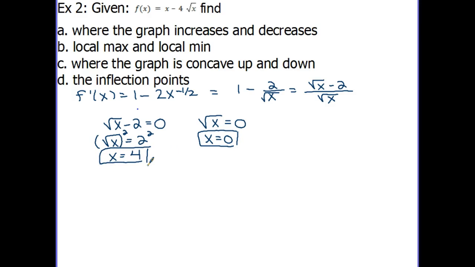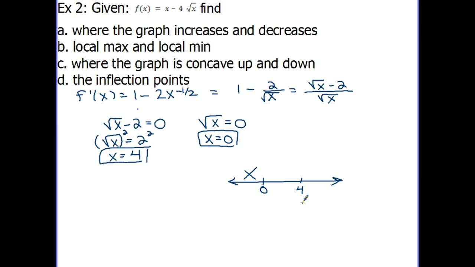So do you get those critical points? So we want to put them on our number line. We already know from the previous slide the domain is x greater than or equal to 0. Therefore, I don't really care about what's happening to the left of 0. I do care about what's happening to the left and right of 4.